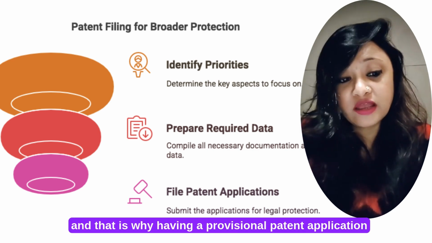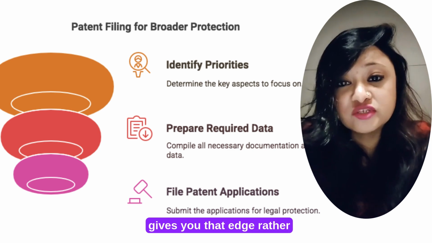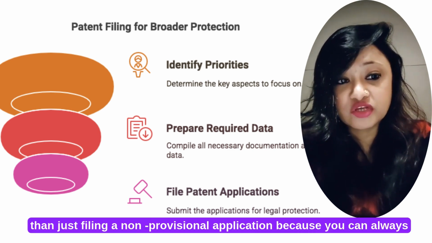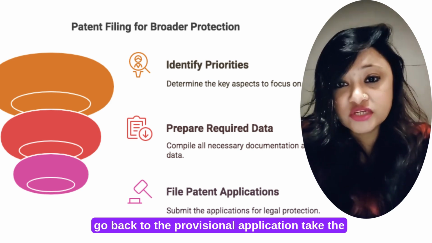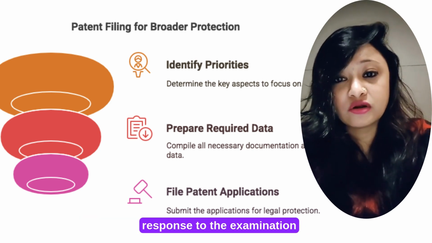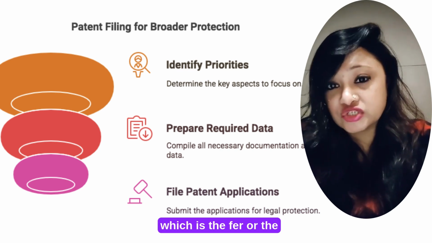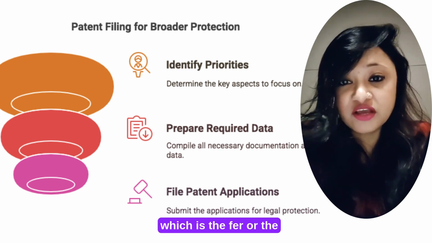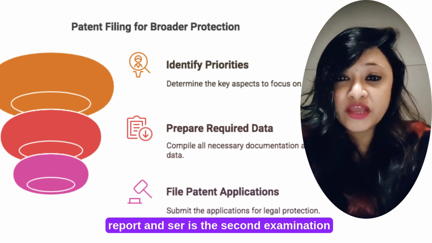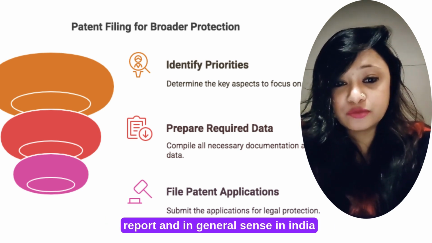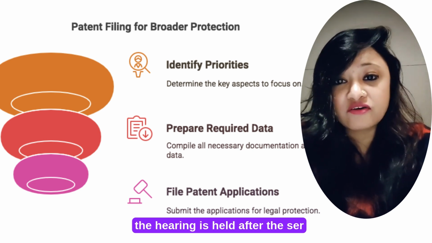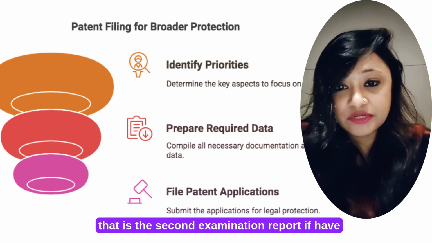And that is why having a provisional patent application gives you that edge rather than just filing a non-provisional application, because you can always go back to the provisional application, take the data from there, and then prepare your response to the examination, which is the FER or the SER. FER is basically the first examination report, and SER is the second examination report. And in general in India, the hearing is held after the SER, that is the second examination report.